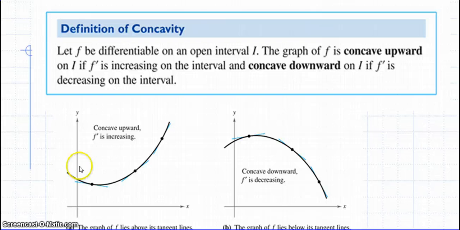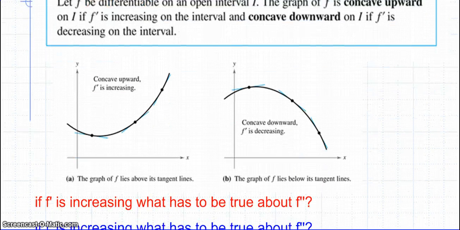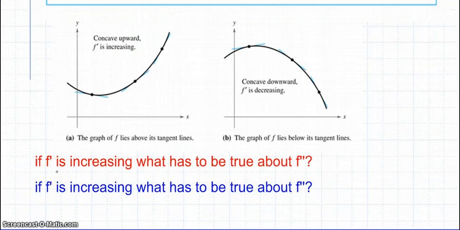So here we can see a picture of what concave up means and what concave down is indicating. And so that's what we're talking about when we talk about concavity. So let's think about this. If f prime is increasing, what has to be true about f double prime?